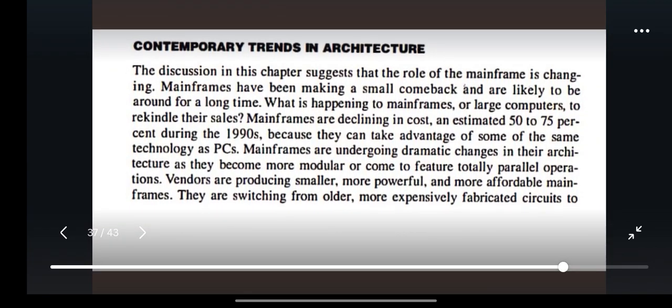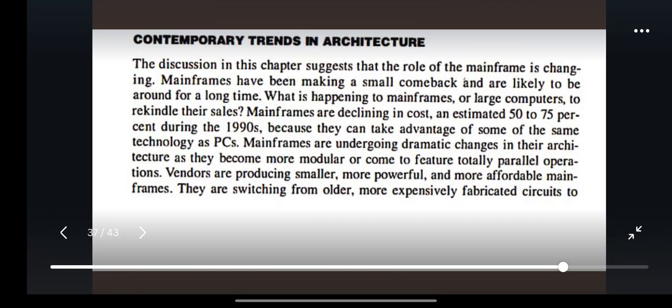So, contemporary trends in architecture, the discussion in the chapter suggests that the role of the mainframe is changing. Mainframes have been making a small comeback and are likely to be around for a long time. Mainframes are declining in cost, an estimated 50 to 75% during the 1990s, because they can take advantage of some of the same technology as PCs.